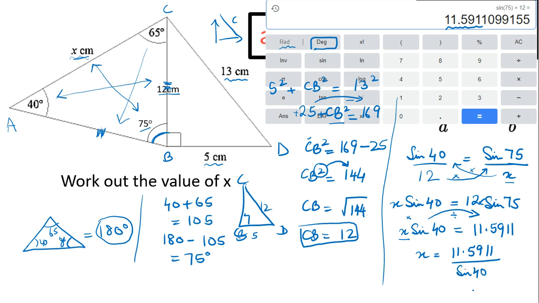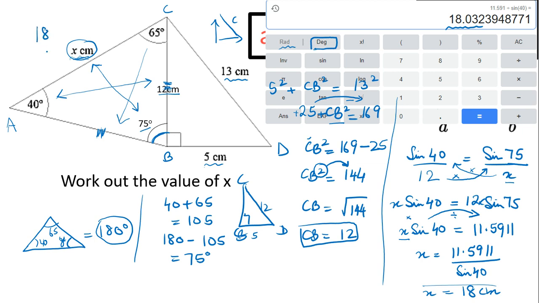Again, if you do that on your scientific calculator, make sure your calculator is set on degrees, and then 11.591 divided by sine 40 gives me 18.03. Or I could just keep it as x equals 18 centimeters. So this is going to be my final answer, where my x is equal to 18 centimeters. So this length right here, that's the AC, or the x, is 18.